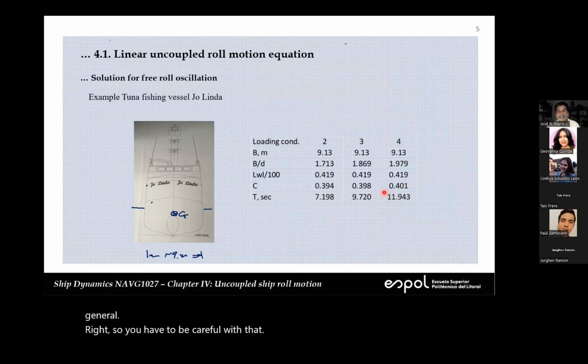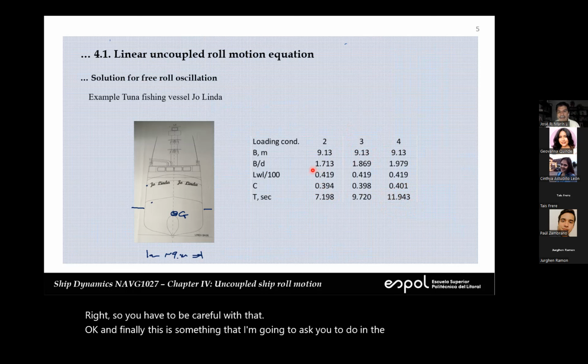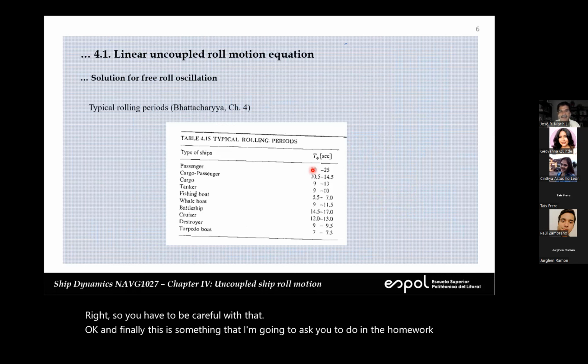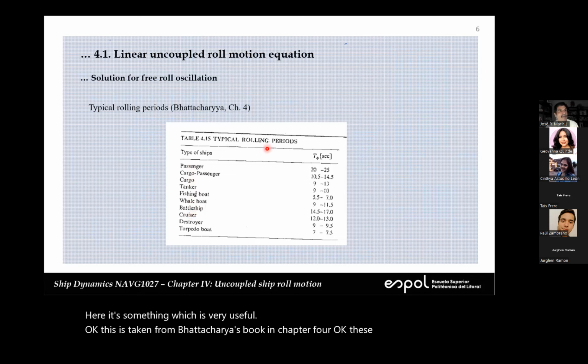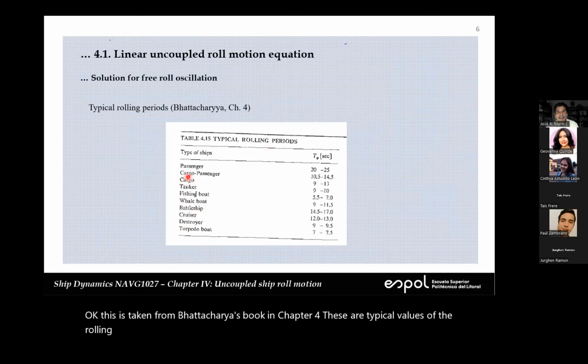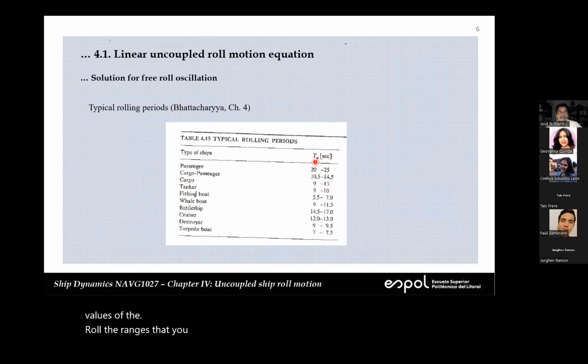Okay, and finally, this is something that I'm going to ask you to do in the homework. Here is something which is very useful. This is taken from Bhattacharya's book in chapter 4. These are typical values of the rolling period. In this case we have different types of ships, and these are the ranges that you can expect to have for the rolling period.